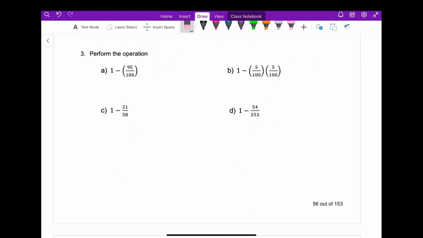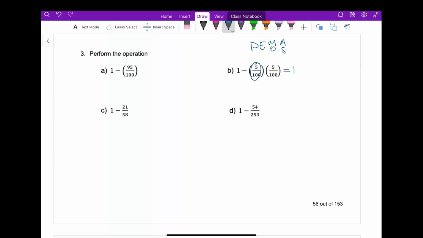Number 3, perform the operation. In this one, we get a little bit of mixed operation. We actually have some multiplication, for example, in B. When we're looking at this, the first thing I want to take care of is order of operations. Remind myself. Do I have parentheses? Yes, I do. And I notice that I can simplify. I'm going to go ahead and do that because I'm already thinking ahead.